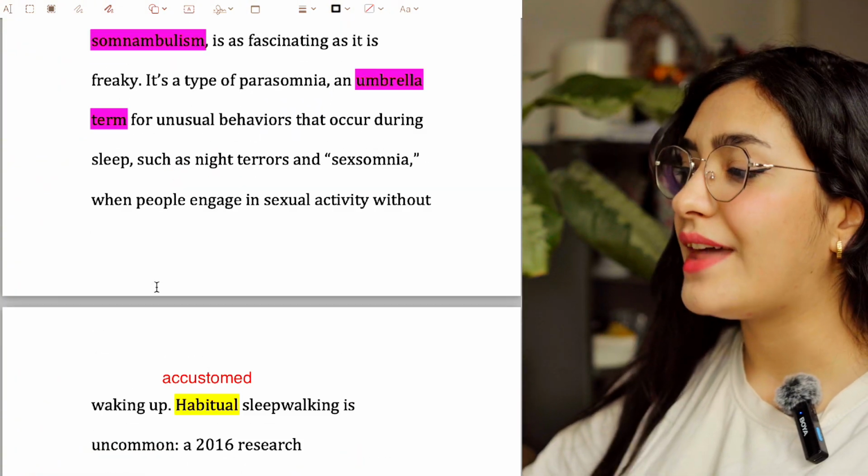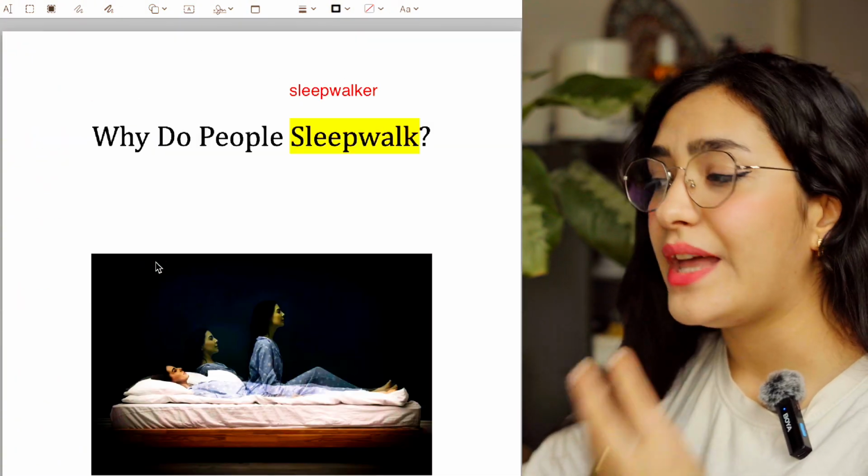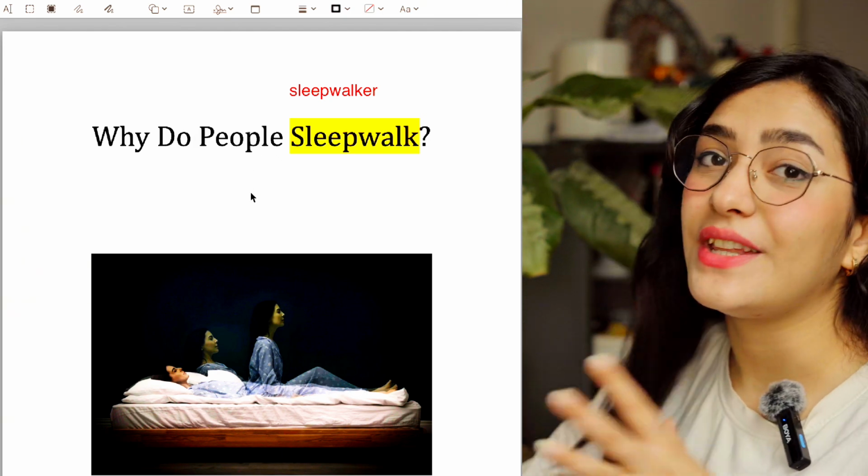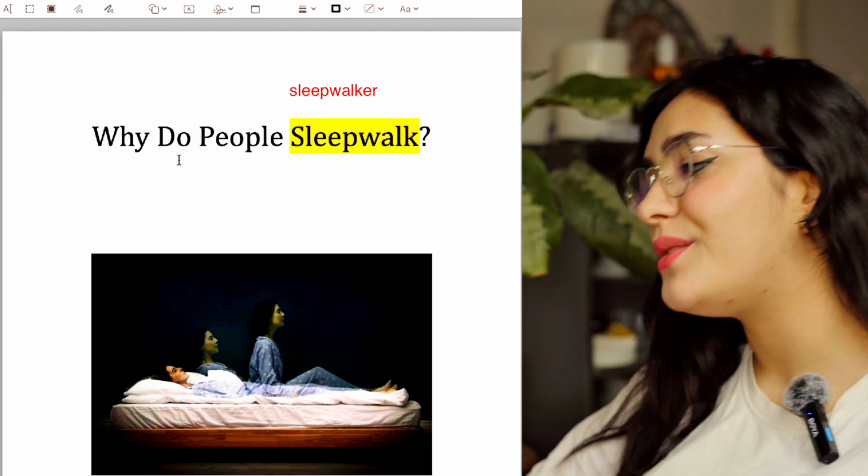This was the end of this article, and now let's read the article one more time so you can become familiar with the natural pace and intonation.